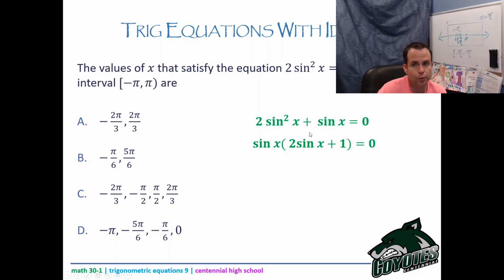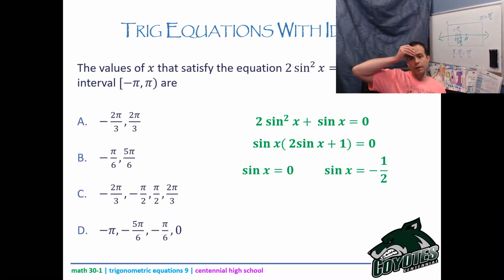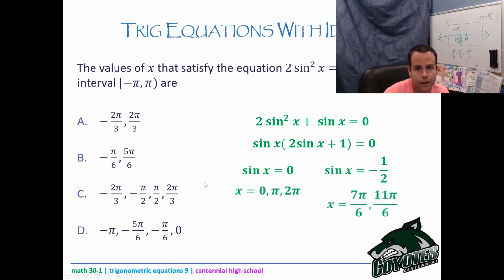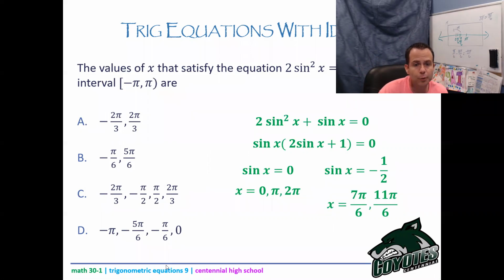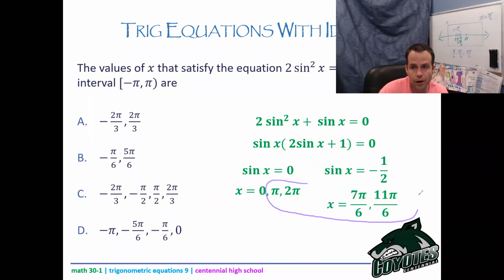Sine of x can be 0, or sine of x can be negative a half. Sine of x is 0 at 0, pi, and 2 pi. Sine of x is negative a half. That would be in quadrant 3 and 4. So that would be 7 pi over 6 and 11 pi over 6. Okay. Now that I've got all my answers between 0 and 2 pi, I take a look at that restrictive domain. So the 11 pi over 6, the 7 pi over 6, the 2 pi, and the pi are all too big. Every one of these guys here are all too big. The only thing I can take from there is 0.